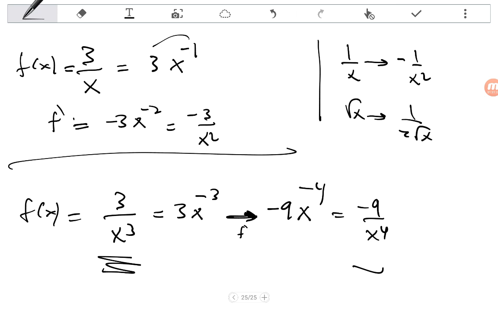Okay, and the next time we will learn that there is still one rule which is called the chain rule. The chain rule. Whenever we put a function inside a function, we need to find how to find the derivative in this case.